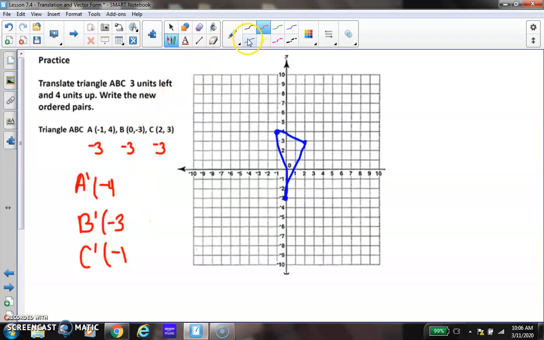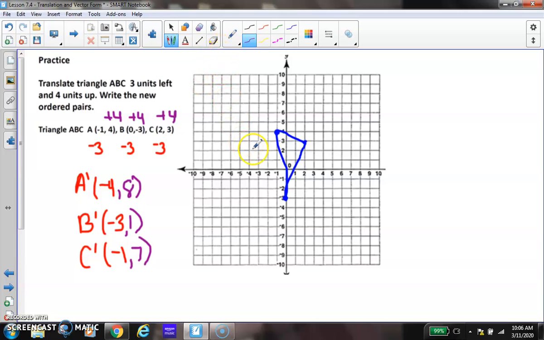All right, now the next move that I'm going to be making is also going 4 units up. Since up is a positive thing, I'm going to be adding 4 onto all the y values. So instead of it being at +4, I'm going to be at 8. Instead of it being at -3, your next ordered pair will be at 1. And instead of it being at 3, I'm going to add 4 onto that to make it 7.